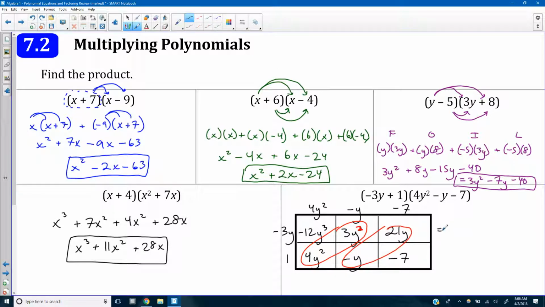There's the negative 12y cubed for starters. Then I have 4y squared plus 3y squared is 7y squared. 21y minus y is 20y. And then there's the negative 7. And you're left with that there. So that might be a little easier for you to do than write out the 6 different terms in that other way, if you know what I mean. I think that might help out for you in that case.